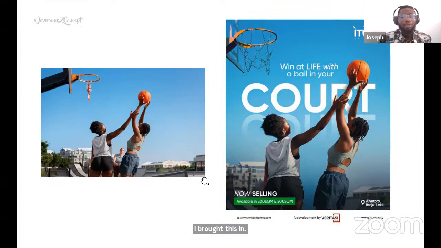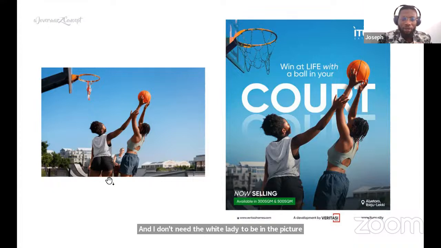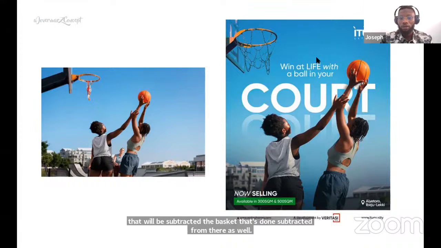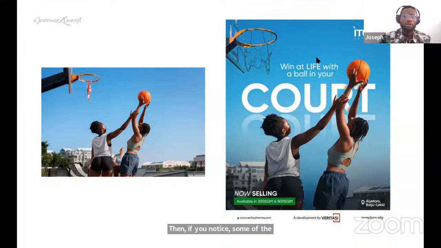and I don't need the white lady to be in the picture, she was taken out, and that space in the middle you see there, right? So that is another form of editing. That's removing. You could subtract. That's like subtraction. So that lady was subtracted. The basket that's torn was subtracted from there as well. Then, if you notice, some of the buildings are no longer there, but the sky remains.